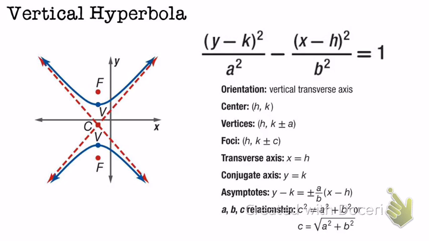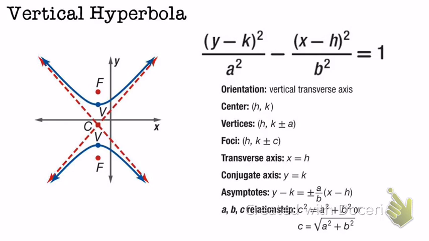from the center, since it's underneath the y. The value b is how much you're going to move left and right, since it's underneath the x. And then on your flip and fold, we created a rectangle from those 4 points: up, down, left, and right. Through the rectangle, you're going to draw the diagonals, which are the asymptotes.